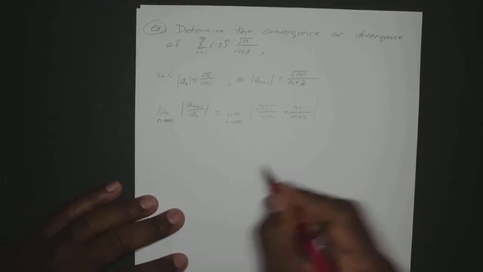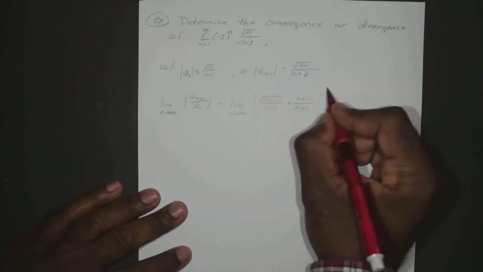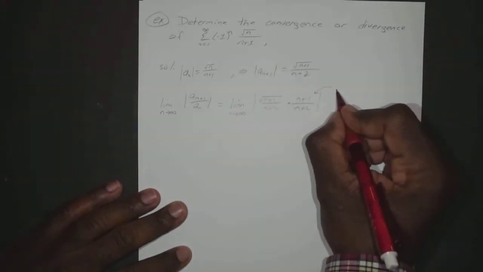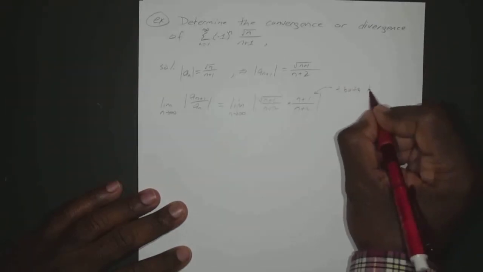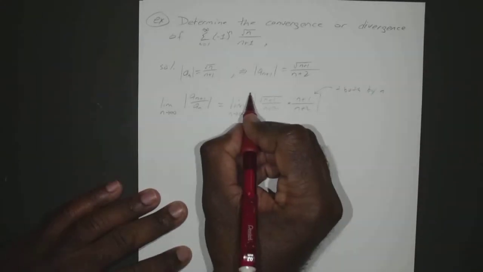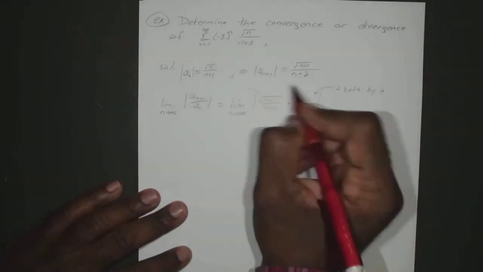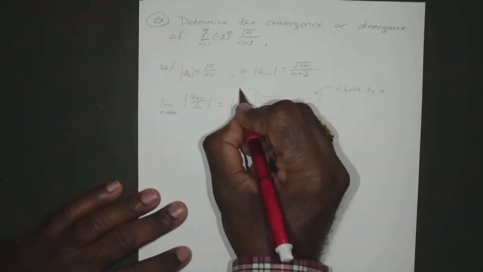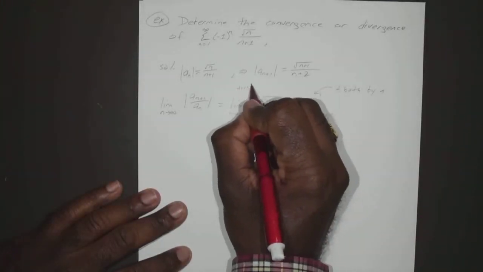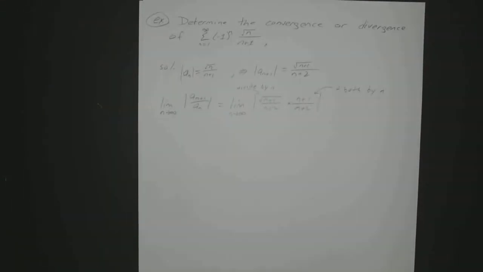Okay. So here what we can do is divide both of these by n. Nope, divide both of these by n. Square root of n wouldn't work.